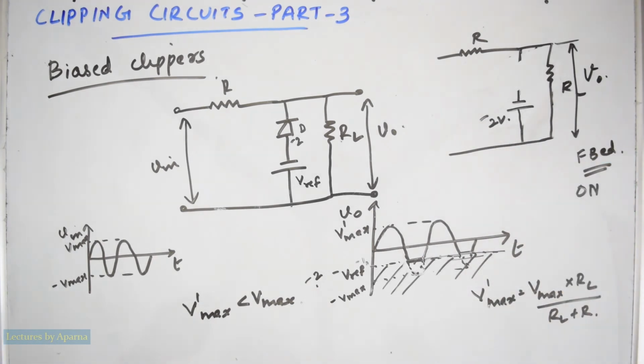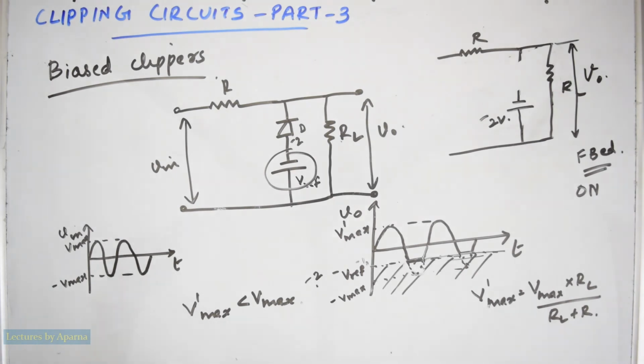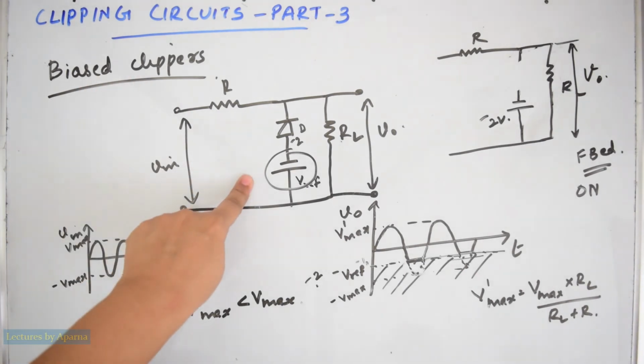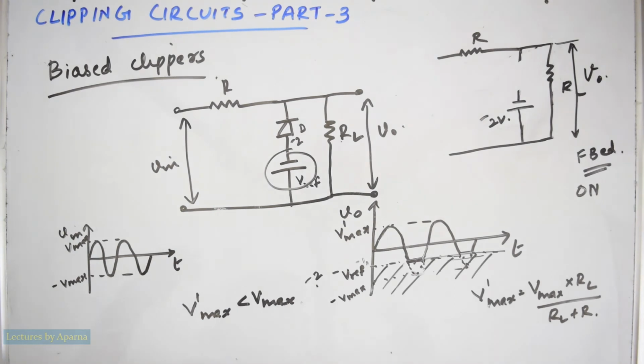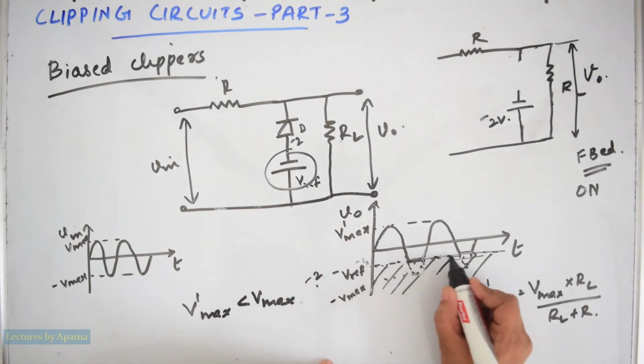Likewise, clipping operation can be controlled by this battery that is kept here. And hence it is a biased clipper, which is a negative biased clipper because the negative voltage is given here and at negative voltage it is clipped.